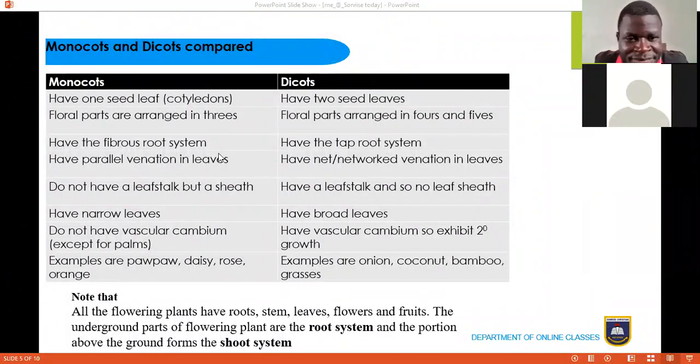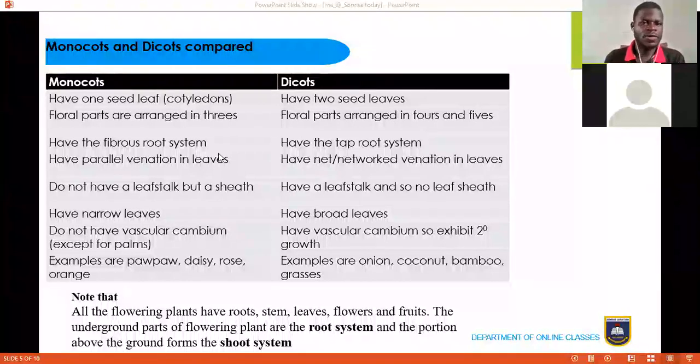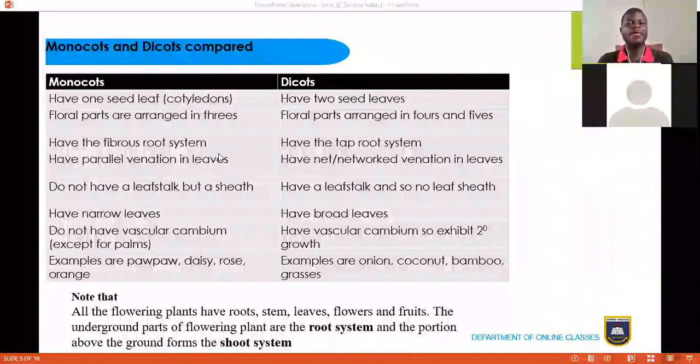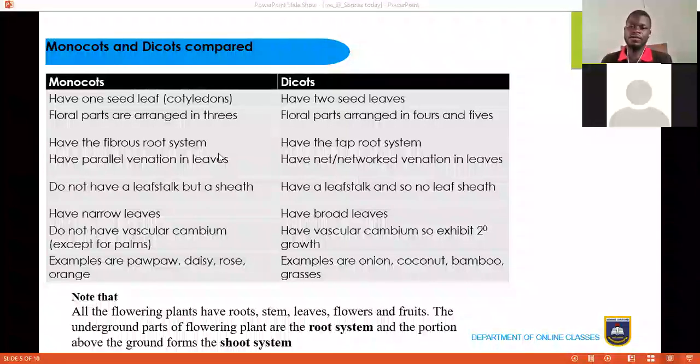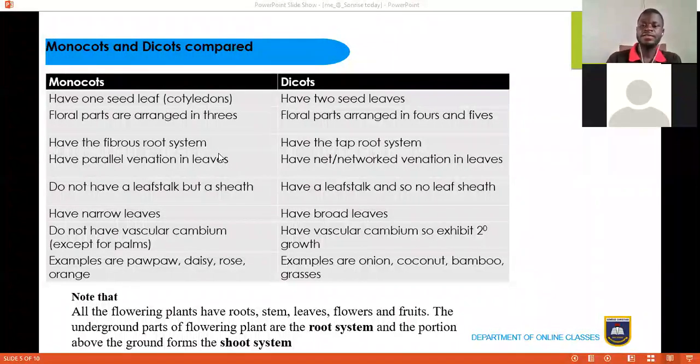Okay, you're welcome back. So we are looking at the differences between monocots and dicots. As you recall, I told you that the monocots have only one seed leaf, whereas dicots have two seed leaves. The floral parts of monocots are arranged in threes and multiples of threes, whereas floral parts in dicots are arranged in fours, fives, and multiples of fours and fives, right? So you see floral parts like 4, 8, 12 in dicots, or 5, 10, 15. But in monocots, you get 3, 6, and 9. So that's what we mean by threes and multiples of 3.